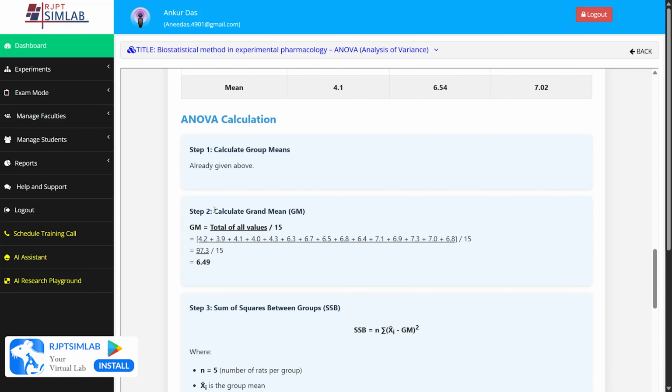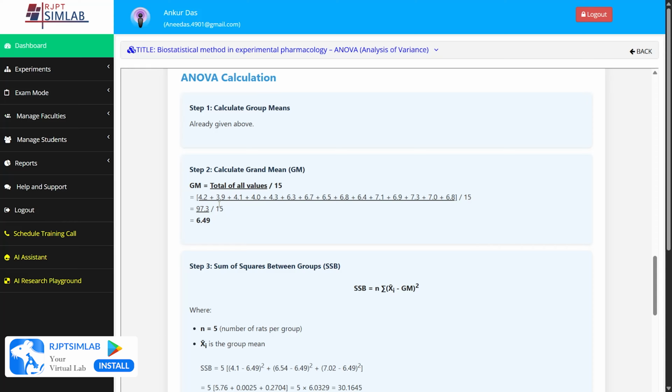So now let's move on to the second step. The second step says calculate the grand mean. The formula for the grand mean is the total of all values divided by 15, where 15 is the number of all rats.